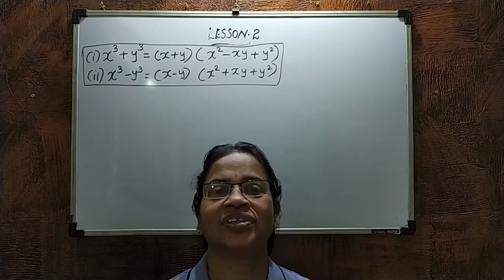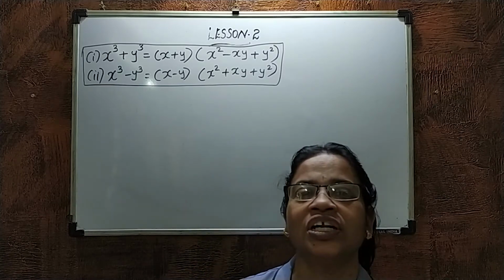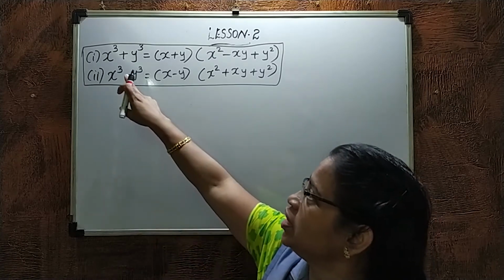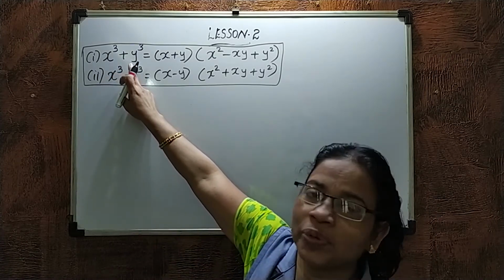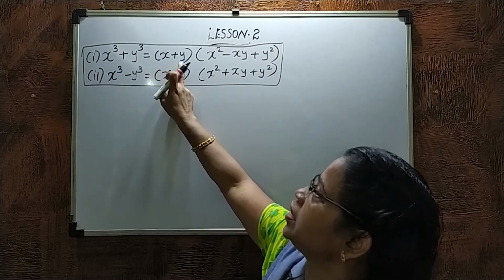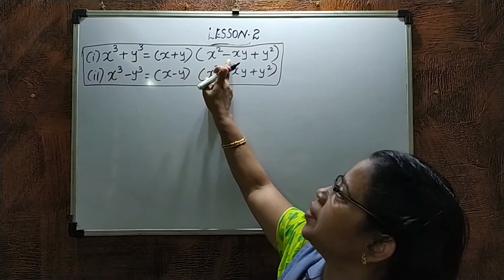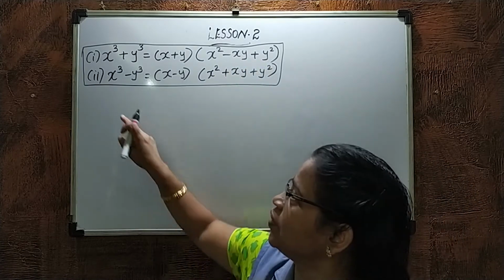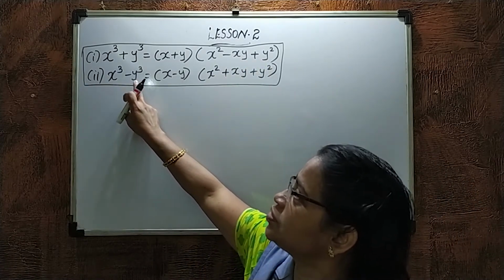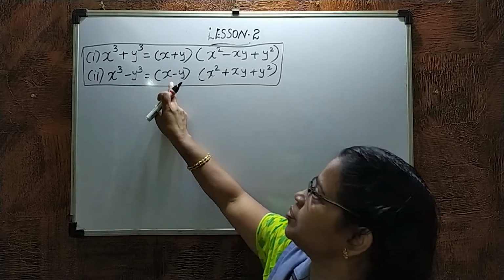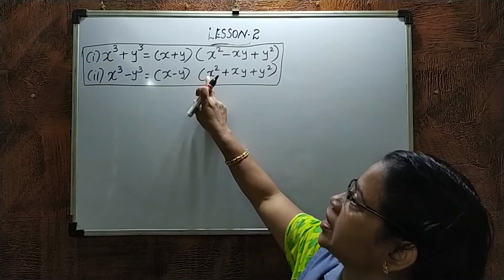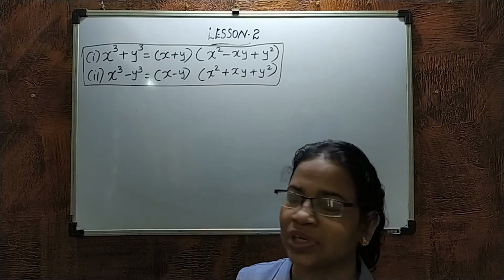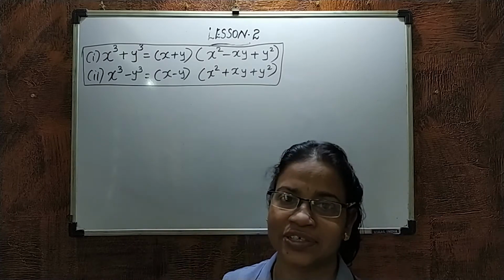Good morning. Today we are going to learn about two new identities. First one, x cube plus y cube equals x plus y into x square minus xy plus y square. Then the second one, x cube minus y cube equals x minus y into x square plus xy plus y square.